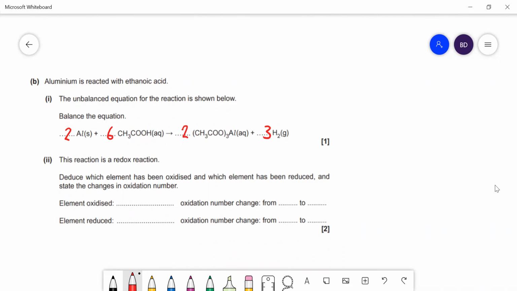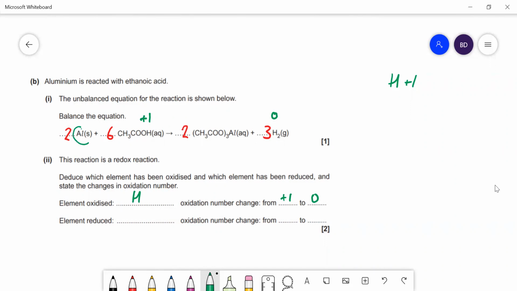Hydrogen is always +1 in its compounds, but it's not in a compound there, it's an element, so that's 0. So hydrogen has an oxidation number of 0, whereas here it must have an oxidation number of +1. So the hydrogen has gone from +1 to 0. So that's actually been reduced. So something else has been oxidized. It's not the carbons, it's not the oxygens, it's the aluminium.